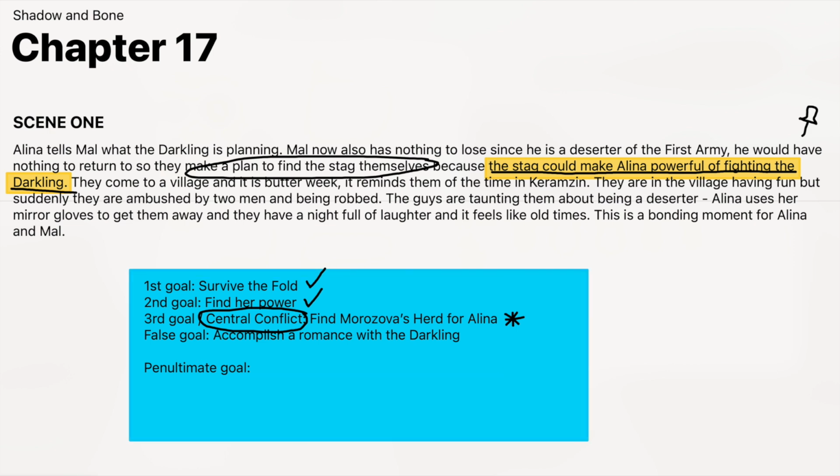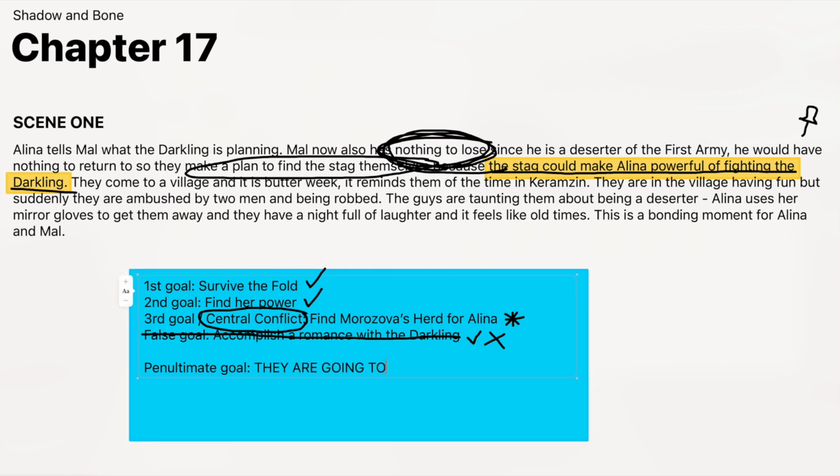The false goal was kind of accomplished. Alina thought this is what she wanted. That's why the two kisses were happening, things were ramping up, but then she realized, no, this is not a goal that I want to go after anymore because the Darkling is a bad guy. And now we have the penultimate goal, the next goal coming out of our doomed plan. Now that they have each other, they have nothing to lose. So what is their new goal?